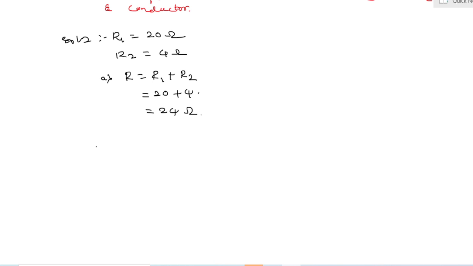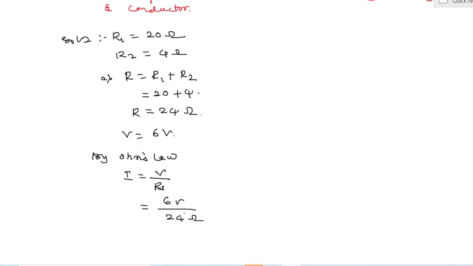Yes, my dear students. The total potential difference across the two terminals of the battery V is equal to how much? R is equal to 24, V is equal to 6 volt. Okay. Now, by Ohm's law, I, it means current, is equal to V by R, where V is 6 volt divided by R is 24 ohm.